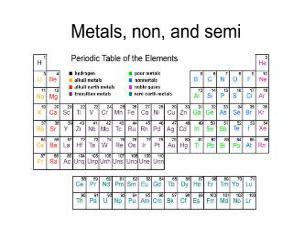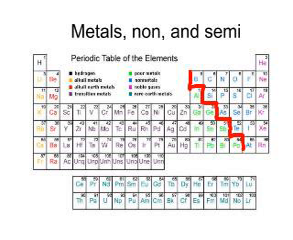Metals, nonmetals, and semimetals. So I'm going to put in a magical line in here that you should have in your book periodic table. You can rough one out or just kind of look at this for now. You'll get one in class tomorrow. But this line is the magical border for metals, nonmetals, and semimetals. Now, this is the line that borders it.